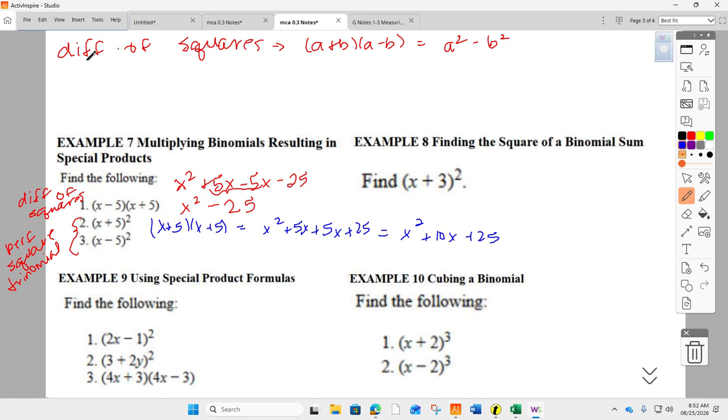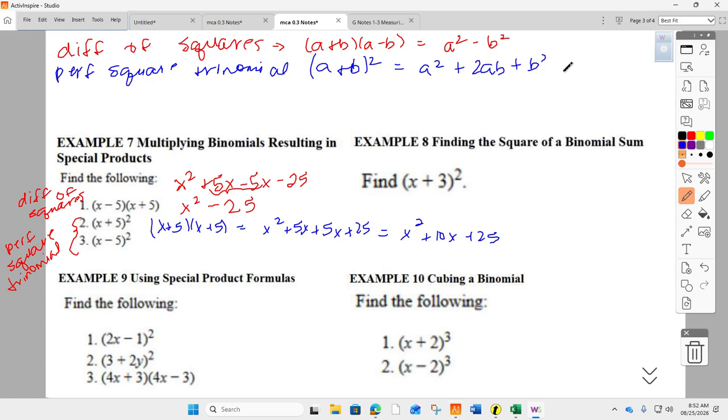So if we have a perfect square trinomial, which is a plus b squared, we can square the first term, multiply the product of both terms by 2, and square the last term. So both of these, the product is a perfect square trinomial. One is a sum squared and one is a difference squared.